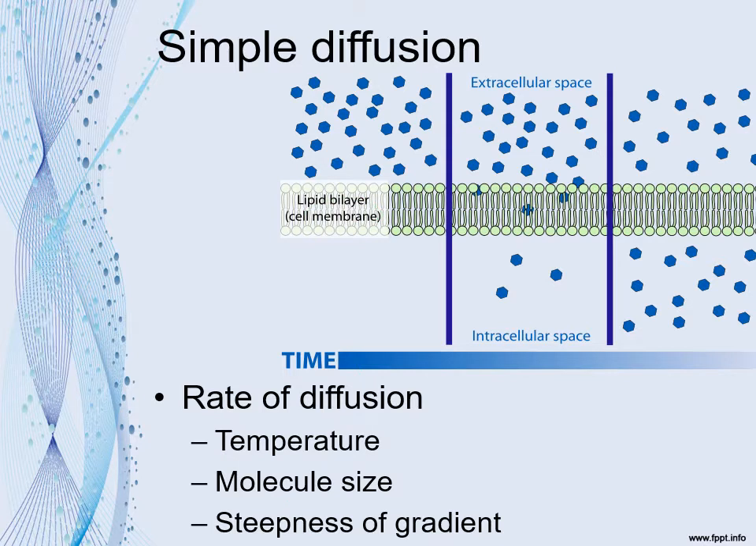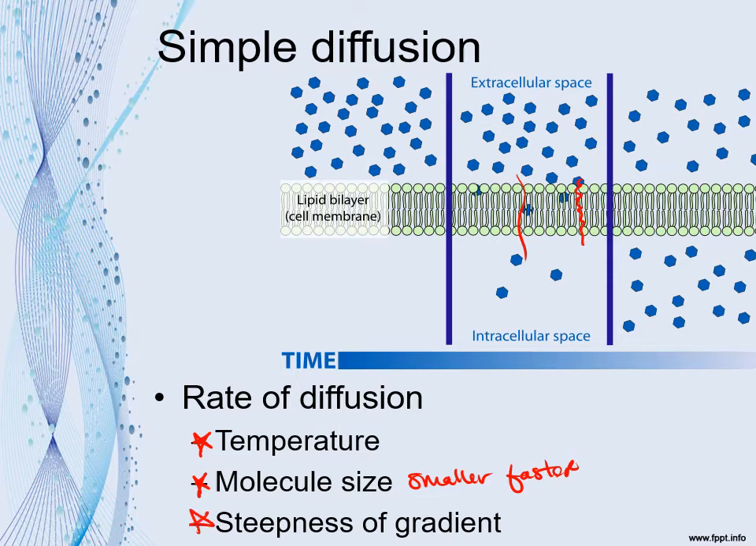We can actually change the rate of diffusion of these molecules. If I raise the temperature, I can speed up the rate of diffusion. Things are just moving faster at higher temperatures. Molecule size: smaller things move faster than bigger things, simply because they can scoot right through. Something that's big kind of has to ooze its way.